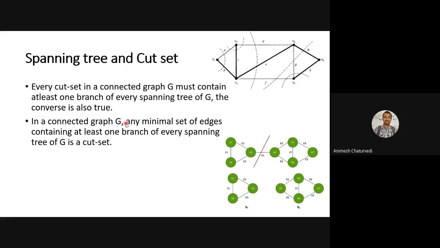And the converse is also true. Any minimal set of edges contained in at least one branch of every spanning tree is a cut set. So if you have a set of edges that are contained in the branch, these edges are actually part of a cut set.